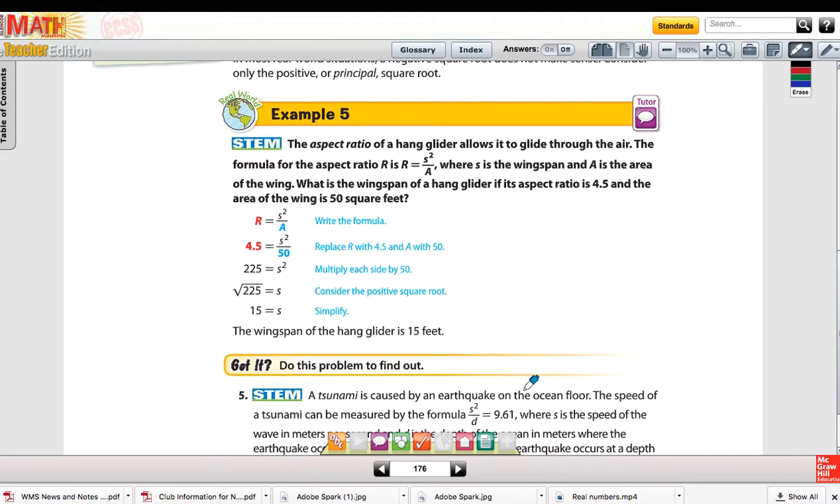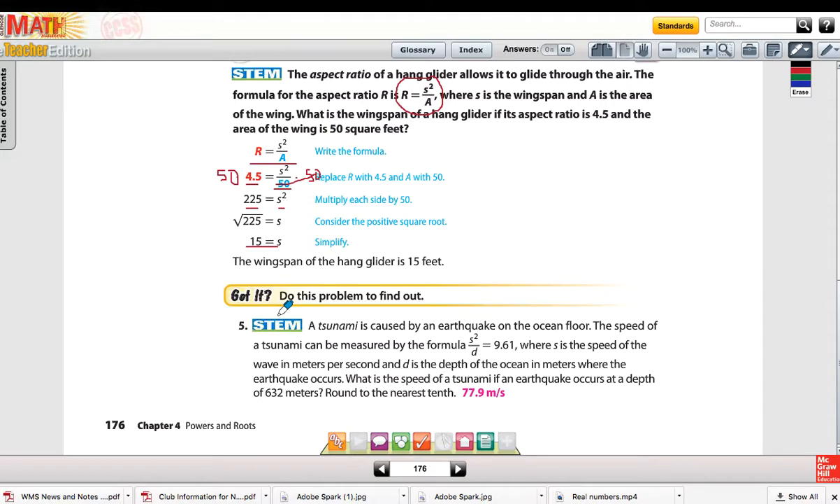I don't believe example 5 is on your sheet, but let's just take a quick look at it. When you're given a formula that has variables and exponents, you do it just like any other algebraic expression where you substitute numbers in. You can see right here the r and the a have been replaced with the numbers given, and then you can multiply both sides by whatever the denominator is, so you can isolate that x squared. So 50 times 4.5 is 225. And then you take the square root of both sides to get 15.